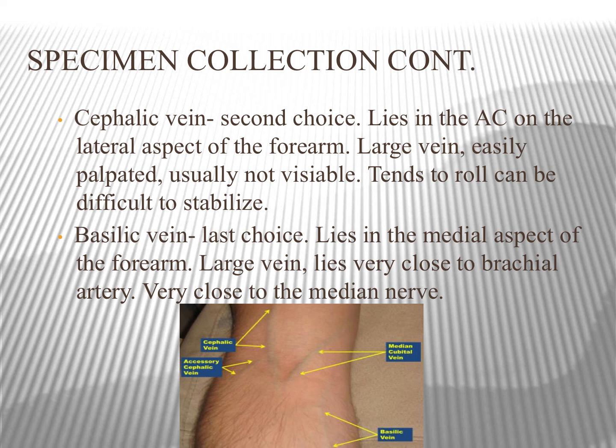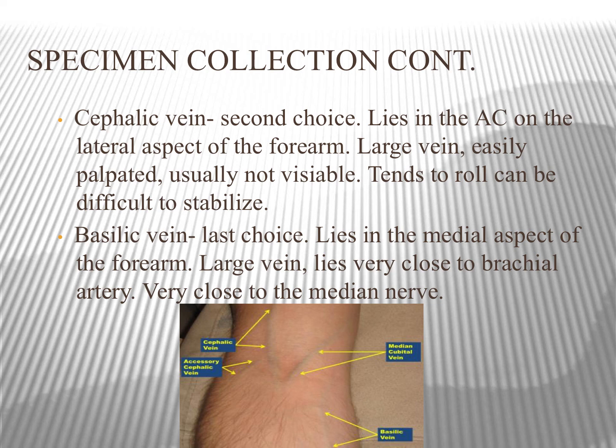It's going to lie in the AC on the lateral aspect of the forearm. It's going to be a very large vein, again, easily palpated. Usually not visible though, and that one is going to tend to roll, so it can be kind of hard to stabilize that vein. I will show you next week some different ways that we can stabilize veins so we don't have them rolling on us.